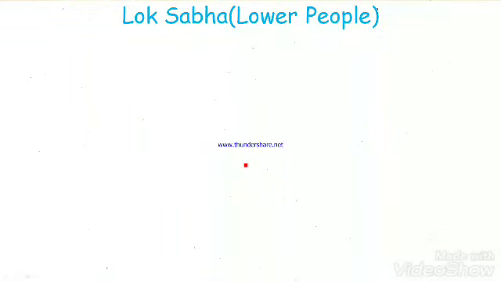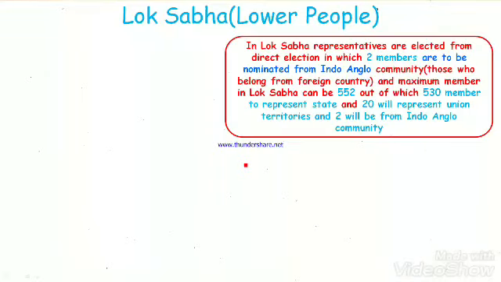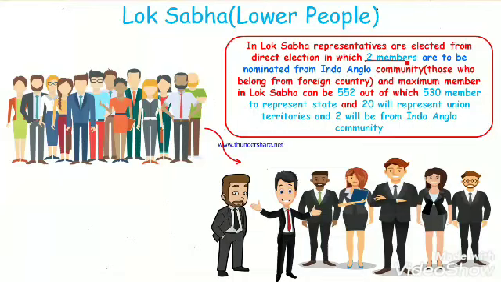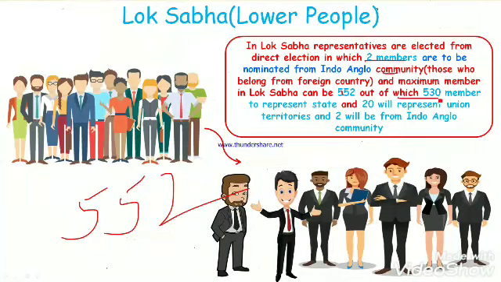Let's talk about Lok Sabha, which is also known as the lower house. In Lok Sabha, representatives are elected from direct election. Two members are to be selected from the Indian Anglo community, and the maximum number can be 552. To remember, the maximum strength in Lok Sabha can be 552. Okay, in which 530 members will represent the states, and 20 members will represent union territories, and 2 will be from the Indian Anglo community.